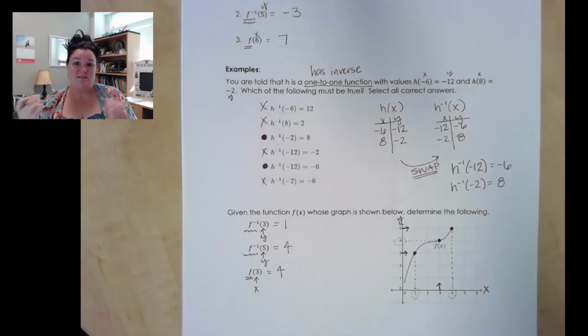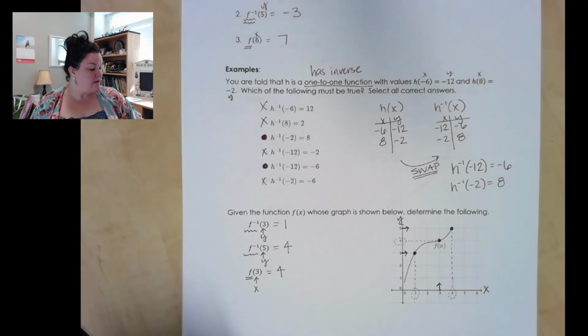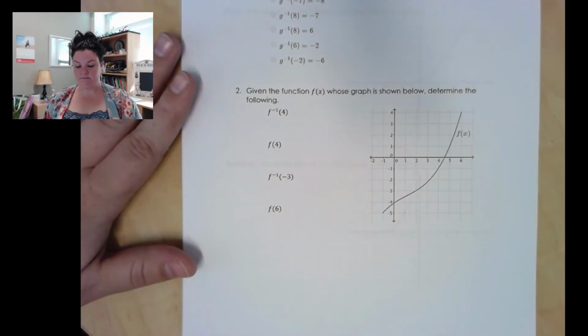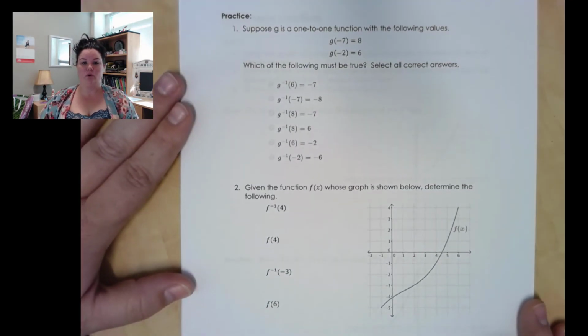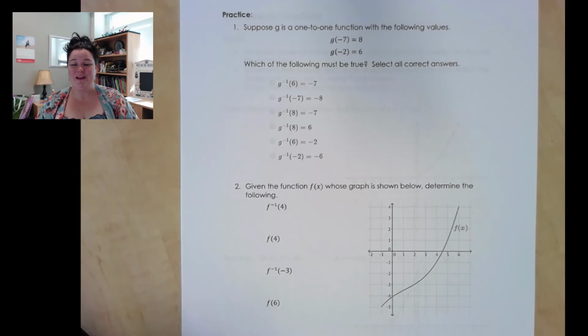All right, so on the next page, there are 2 practice problems for you to try. So go ahead and take a moment to pause the video and work those out. And then when you're ready to check yourself, play it and we'll see how you did.